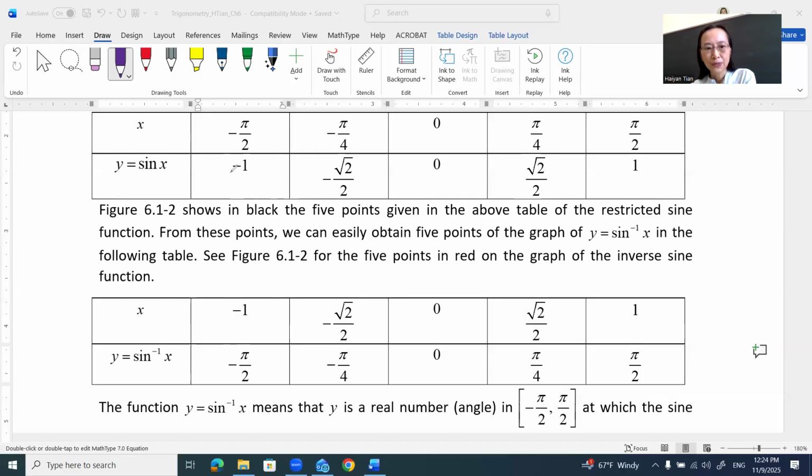So when I put the -1, you see this will be the input for the inverse function, right? So when I put a -1, what do I get? I should get negative pi over 2. So that's the value of the inverse.